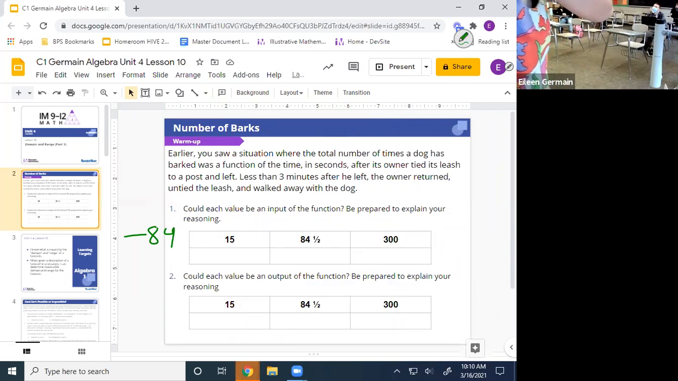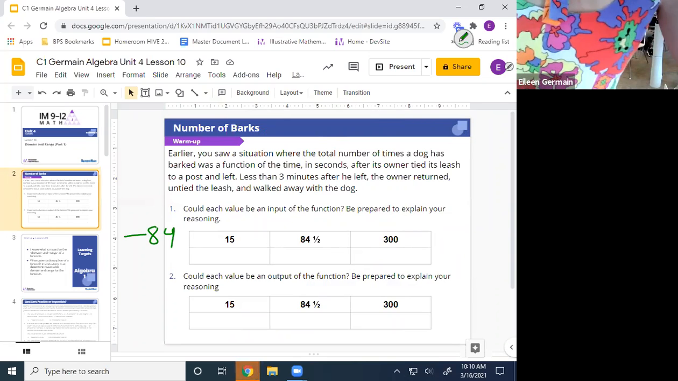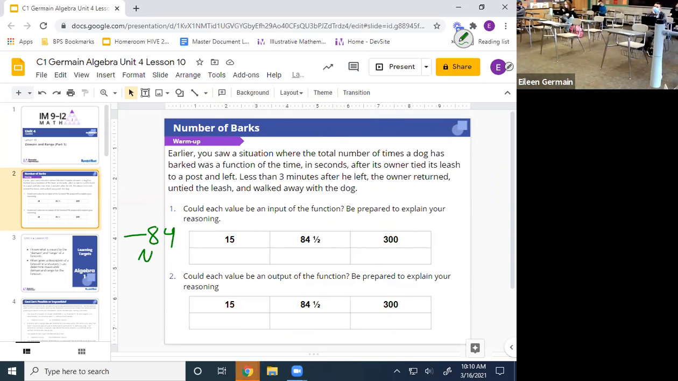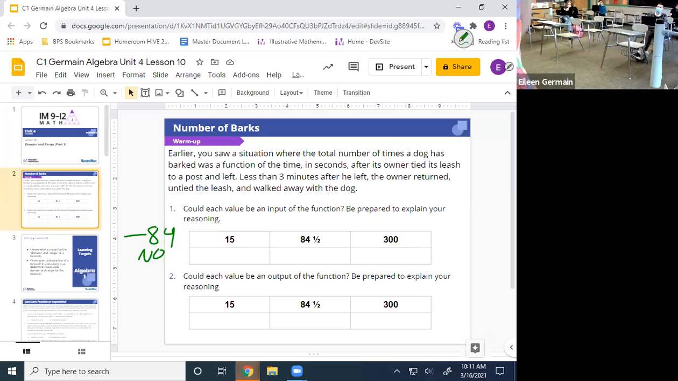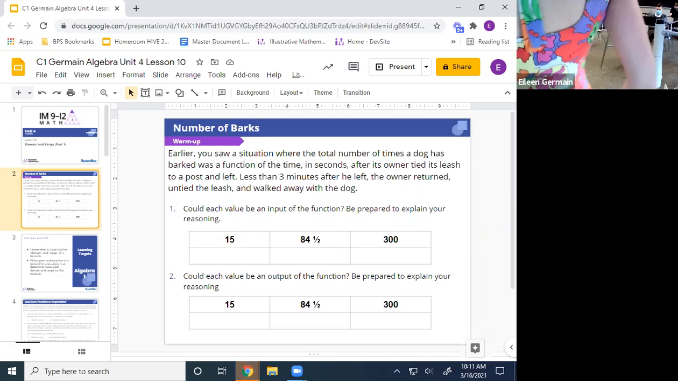Very good. This guy would be a no-go because we're not talking about negative seconds. We're talking about the time that he's in the store, so we can't go backwards on that time frame. He could, in theory, bark before you set him up, but that's not what the story is talking about. Good, nice job. This is going to be a really big part of what we're doing today.